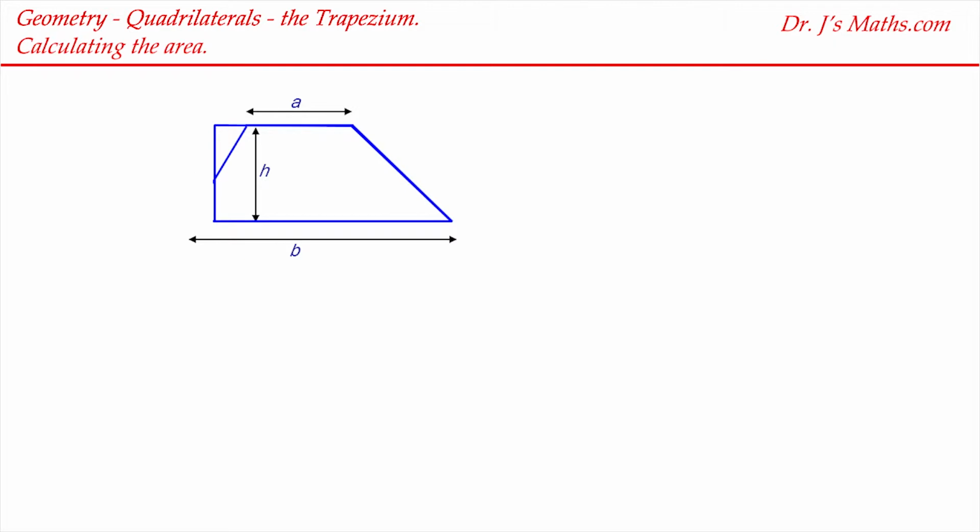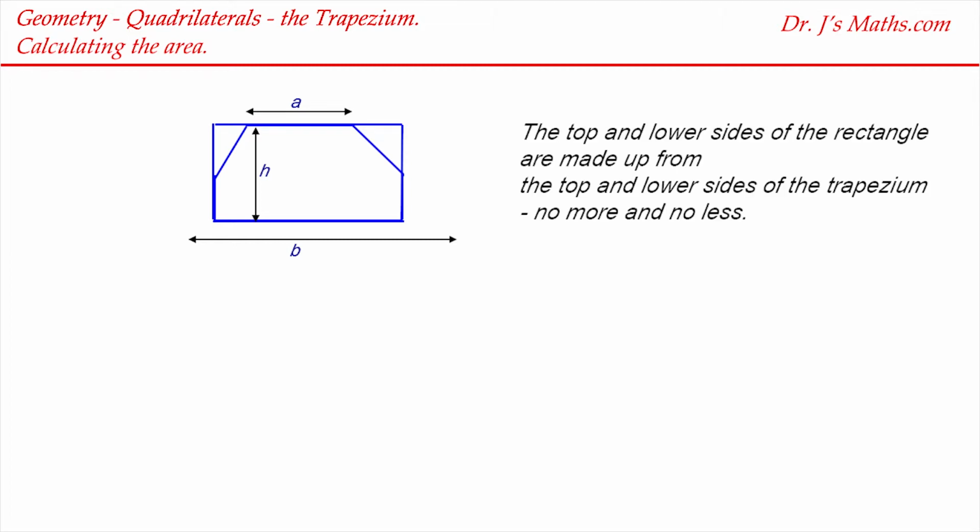We then go to the right hand side, out with our scissors, go to the point halfway up the slopey right hand side, cut the triangle off, turn it around, bring it up, and in that one goes too. So now we've actually produced a rectangle from our original trapezium. And the top and lower sides of the rectangle are made up from the top and lower sides of the trapezium. No more and no less.